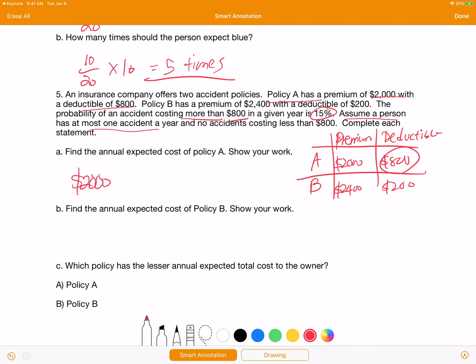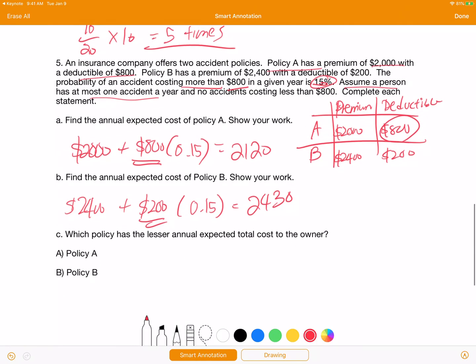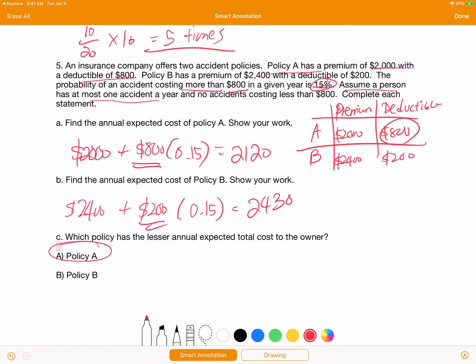It's $2,000, the premium, plus the $800 deductible times the probability that they're going to get into an accident, which is 0.15. Then for policy B, it would be $2,400 plus $200 times 0.15. Remember, the accident is going to cost you at least $800, so that's how much you're going to have to pay in total. So if you were to just add them up, you get 2,120, and the other one will be 2,430. Which policy has a lower expected value? You have to say it's policy A. Those are the answers.